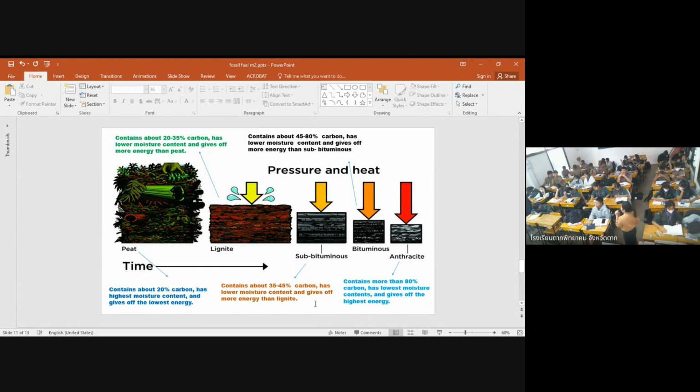And your anthracite is 80% of carbon. Lowest moisture content and gives off the highest energy.